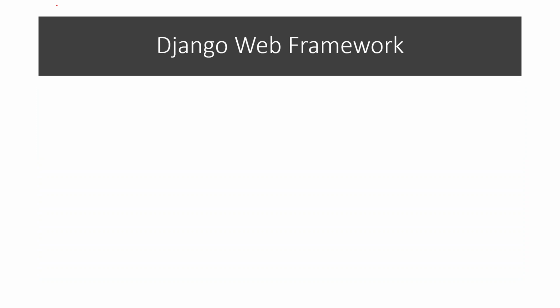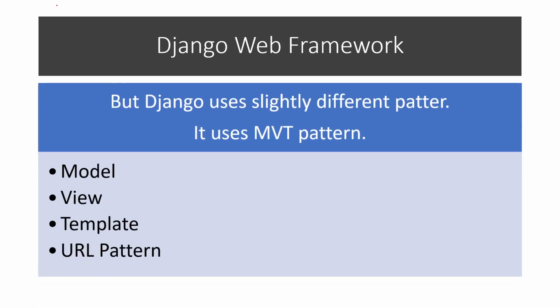But our Django Web Framework uses it slightly differently from others. It uses its own convenient pattern. It uses MVT architecture. It means Model, View, Template and URL pattern. Now let's see about each one of them. Let's see about the model component.